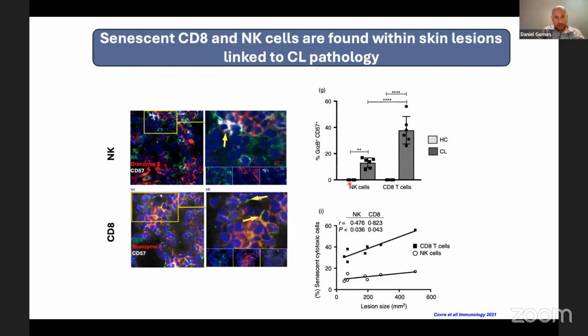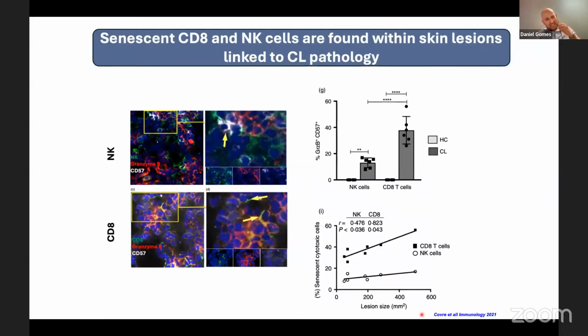But one thing that also caught our attention is when we correlated the lesion size of patients with the frequency of these senescent populations. We could see in both cases an association, a positive correlation, but especially the CD8 population correlated much higher than the NK population. This confirmed to us the participation of senescent cytotoxic cells in lesions.